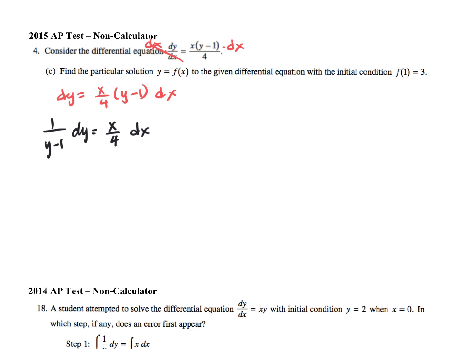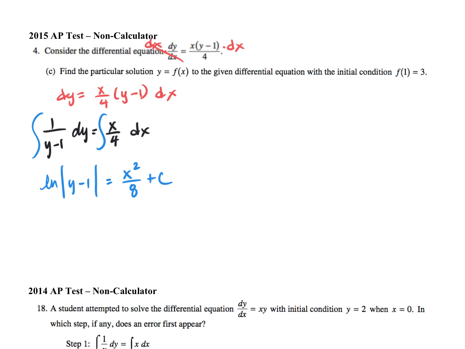Integrate it. ln of y minus 1. ln of y minus 1 would become x to the blank over blank. So it's 1/4 x squared. X to the second over 8 plus C. Beautiful.